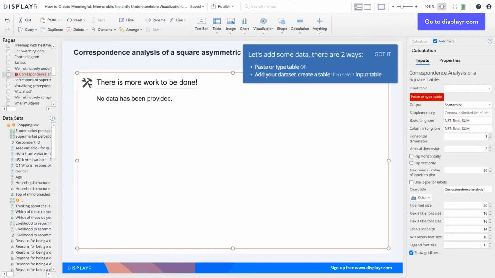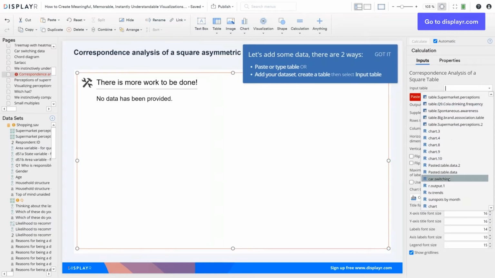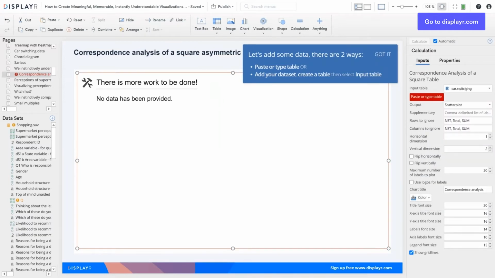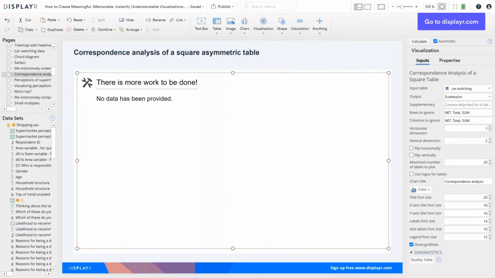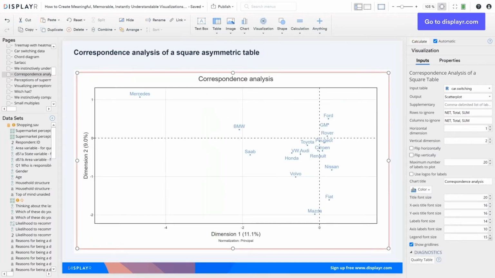And that means I can do something a little bit exotic, like a car switching matrix of a square table, which is what I'm doing now. Let's up those sample sizes, font sizes. And your brain can instinctively figure out how to read it.